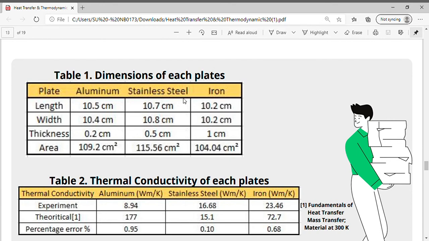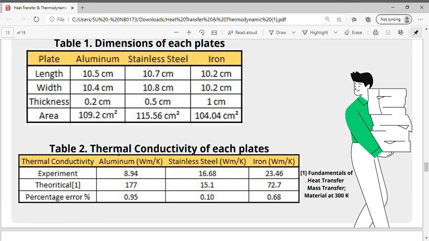So this is the dimension of each plate, and after I calculated the thermal conductivity and compared it with the theoretical one, we received a really big percentage error. For aluminum alone, it has a 95% error.